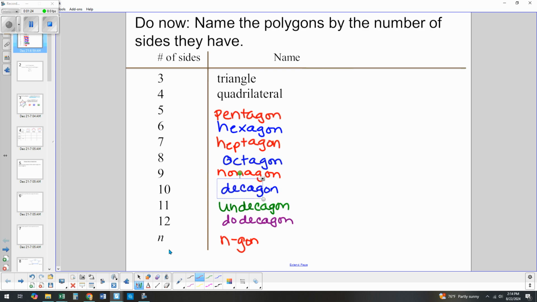n is always going to represent the number of sides for us. Even if it was a pentagon, n would be 5. But for anything past 12, we're just going to call it a 13-gon, 14-gon, 15-gon, and so on.